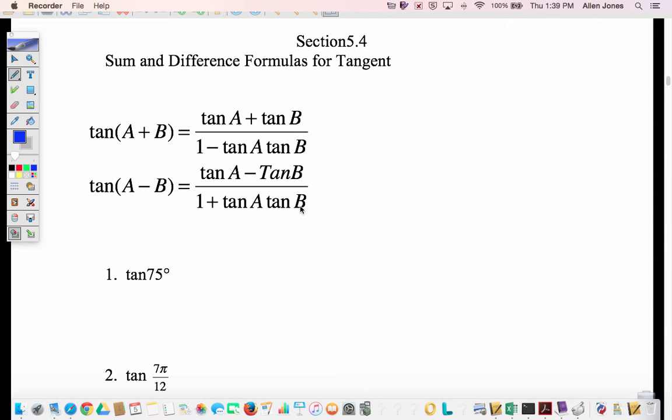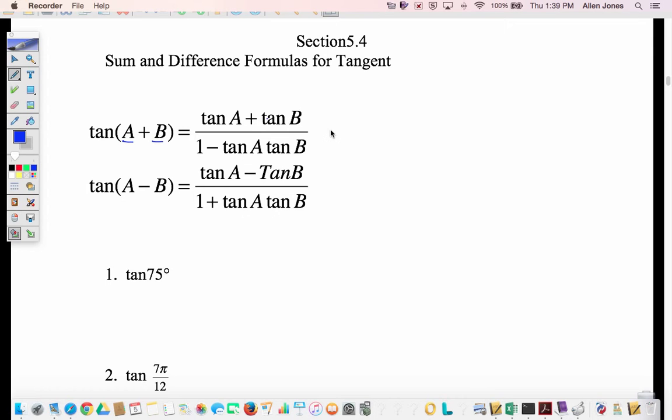In this section, we will take a look at the sum and difference formulas for tangents, very similar to the work we've already done with sine and cosine. You can see those versions are listed here, tangent of A plus B, so if we have two separate angles, A and B, tangent of A plus tangent B over 1 minus tangent A tangent B.